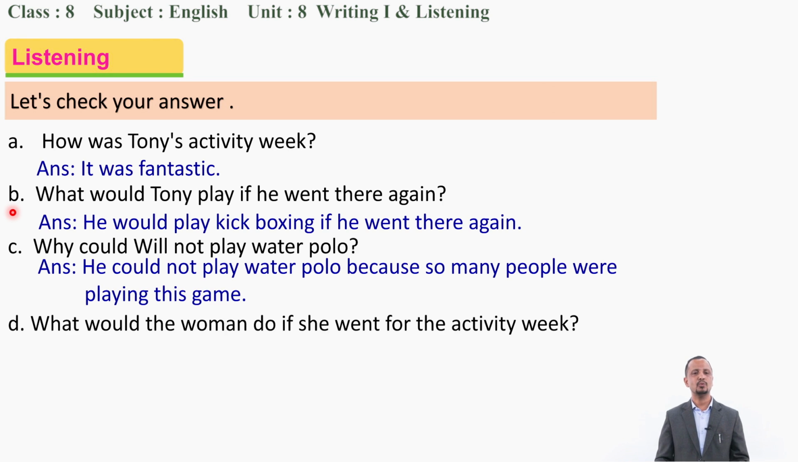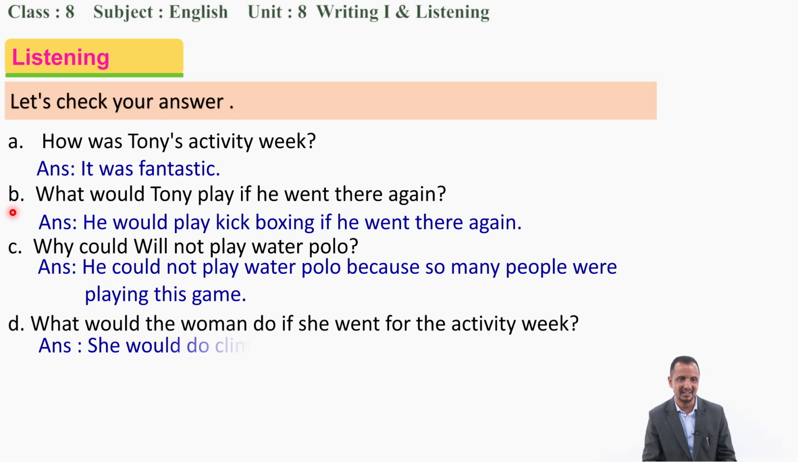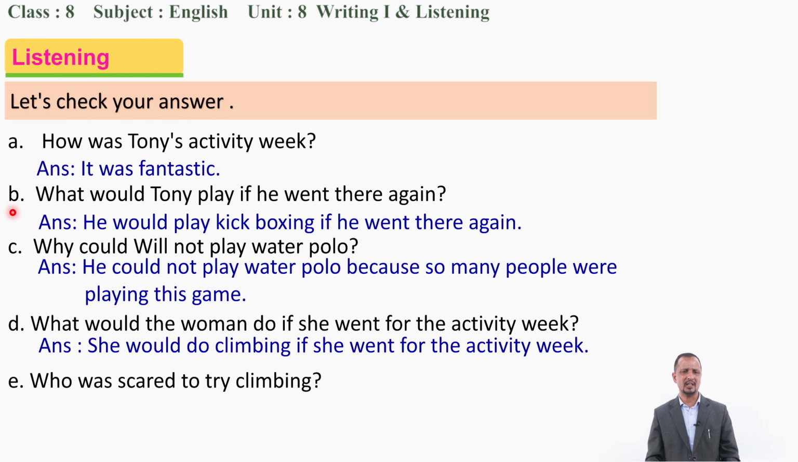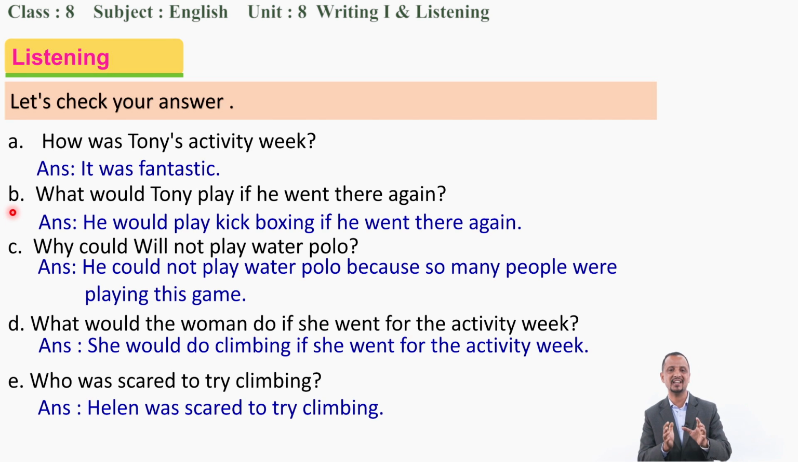Now, what would the woman do if she went for the activity week? What did you listen? What she said? Very good. She would do climbing if she went for the activity week. Now next one, who was scared to try climbing? Who was afraid of climbing? That means, what did you listen? Well, you have done so. Very good. Helen was scared to try climbing. Okay? So I think you have done this well.